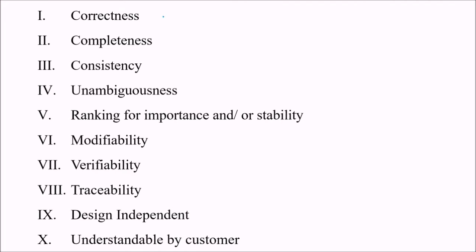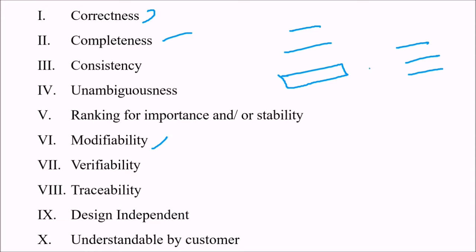The good characteristics of an SRS can be: correctness, it should be correct. The SRS should be complete, meaning containing all the requirements. Consistent means no two lines should give a contradictory definition. Unambiguous means whatever is written should be interpreted in only one manner. Ranking of importance means prioritization may be done. Modifiability means it should be amenable to change.